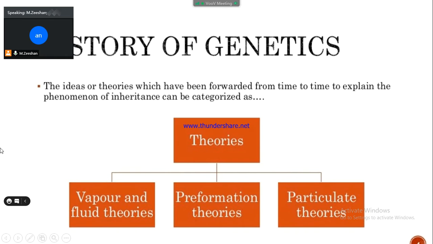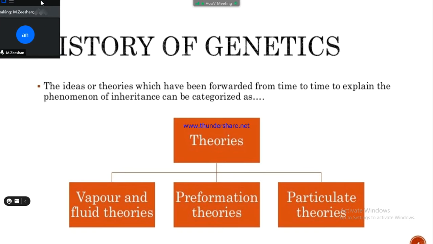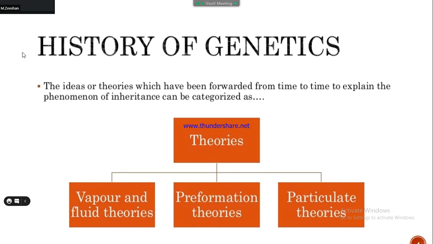So, there is the history of genetics. Basically, the ideas or theories were forwarded from time to time to explain the phenomena of inheritance. Basically, there are three types of theories which explain the history of genetics: the vapor and fluid theories, the preformation theories, and the particulate theories.